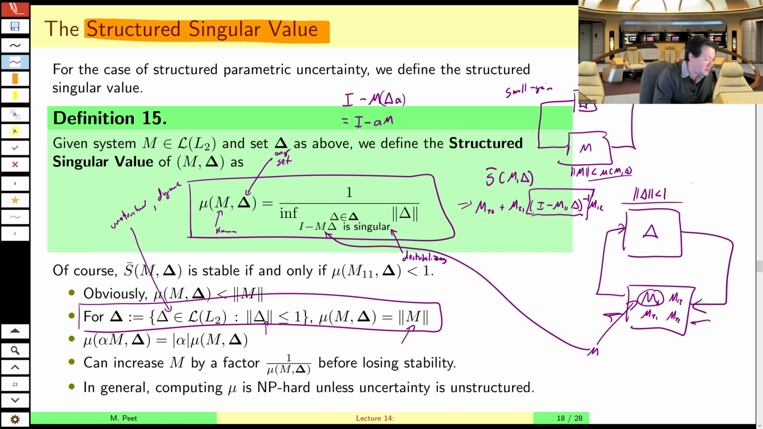This is just a restatement of this little trick here. It says you can take this alpha M and bring it out of that structured singular value, and you get closed loop stability. So you can increase M by a factor of 1 over mu before you lose stability in closed loop for some particular value of that uncertainty set.